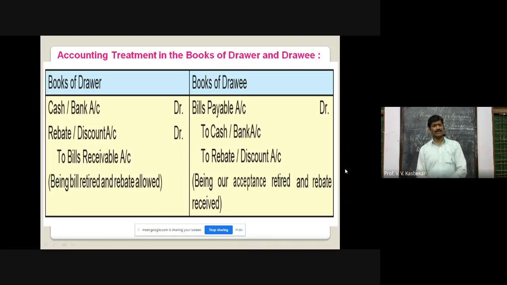In the books of drawee, the reverse entry will be there, because the drawee is going to pay the amount. So bills payable account debit, there will be no bills payable appearing on the liability side. Then to cash or bank account, cash goes out from the drawee, and to rebate or discount account, because rebate or discount will be income for the drawee. And that is why it is credited. Being our acceptance retired and rebate received.